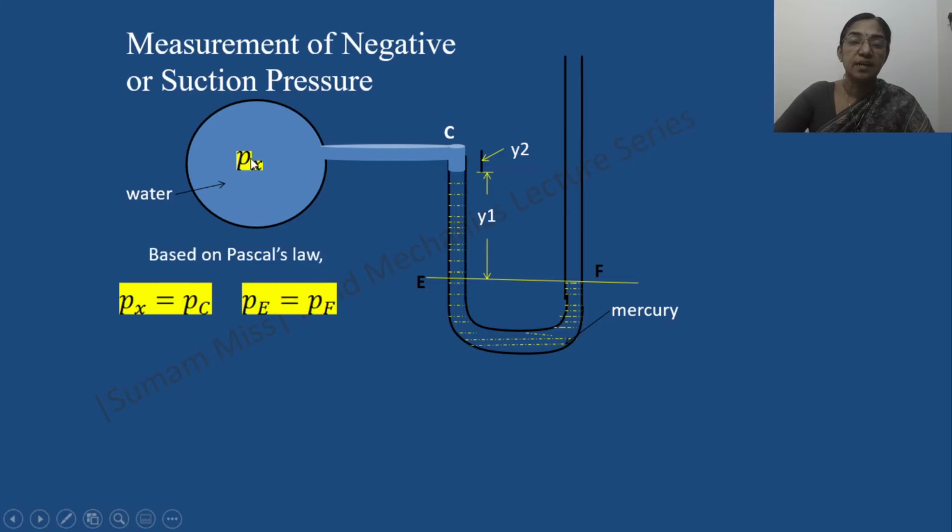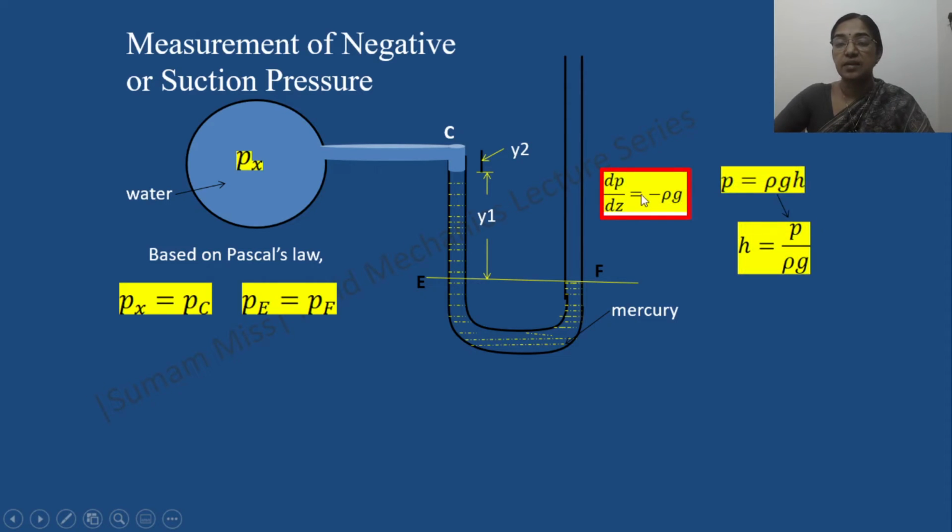In order to write down the pressure balance equation, again we have to consider Pascal's law, which states that pressure at this point and at this point are equal, that is Px equal to Pc and Pe equal to Pf. The second criterion to be followed is the hydrostatic law. If you integrate this, you will get P equal to rho gh, or pressure head equal to P by rho g in terms of water column, or H equal to P by S into rho g. This pressure head will be in terms of the liquid column whose specific gravity is S.